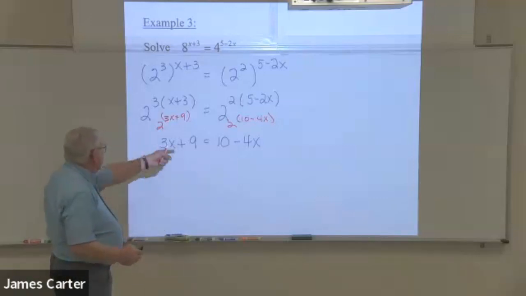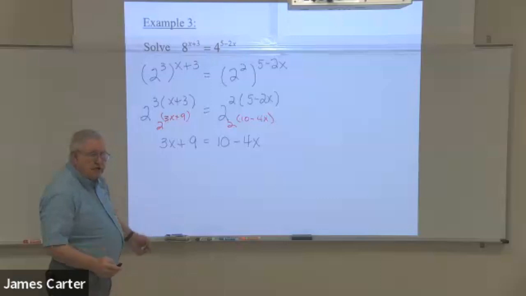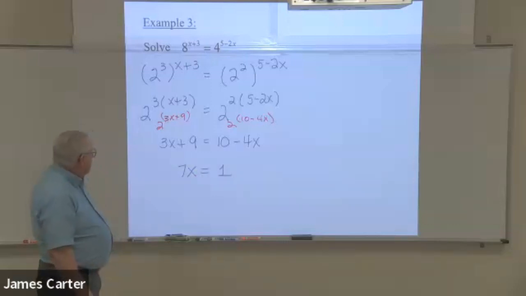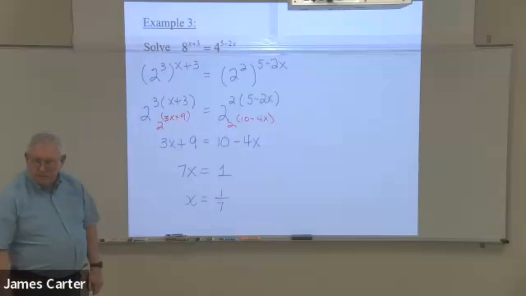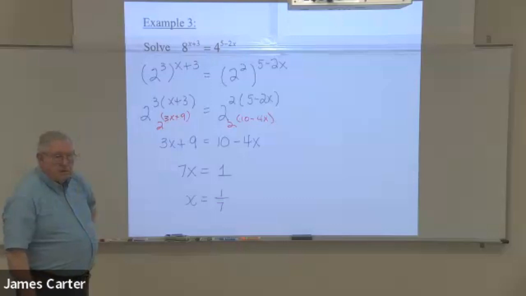Okay, what are we going to do now? Well, we're going to get the variables on one side, the numbers on the other by adding opposites. And when we do that, we end up with this. I don't think I need to go through the minus 9 and plus 4x. Okay, so we get that. We divide both sides by 7, and we get an answer of 1/7. Any questions how we did this problem? Okay.